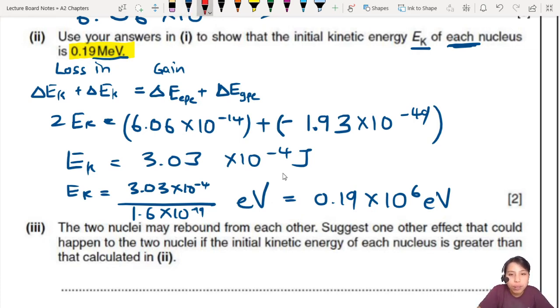So that's 3 marks here. First one is you kind of got the idea of energy change. You knew to convert to eV and you actually did convert it properly.